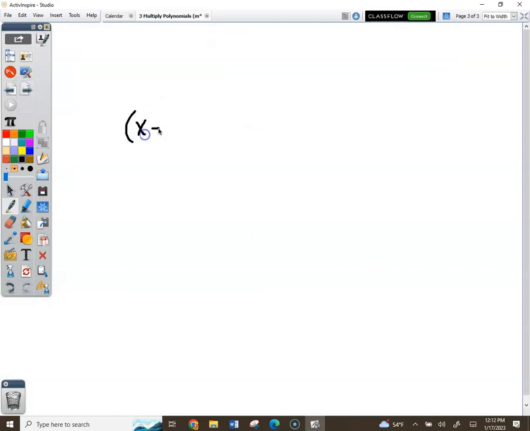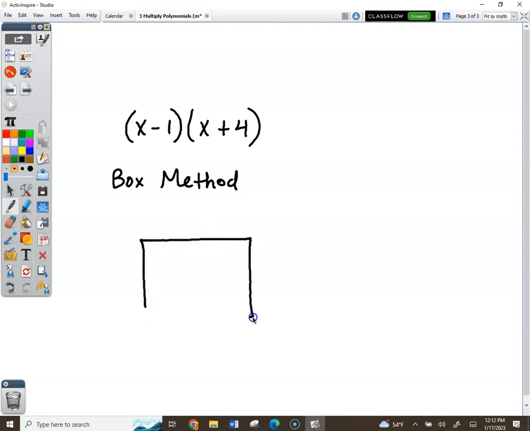We had x minus 1 times x plus 4, right? Isn't that what we had? Yes. If you like this method, maybe watch it first. And if you like it, then flip to the back of your paper and put it there. Or put it somewhere where you have room. See if you like this method. It's called the box method because we are going to draw a box. You're going to draw the box in a manner that is set by how many terms are in the parentheses.